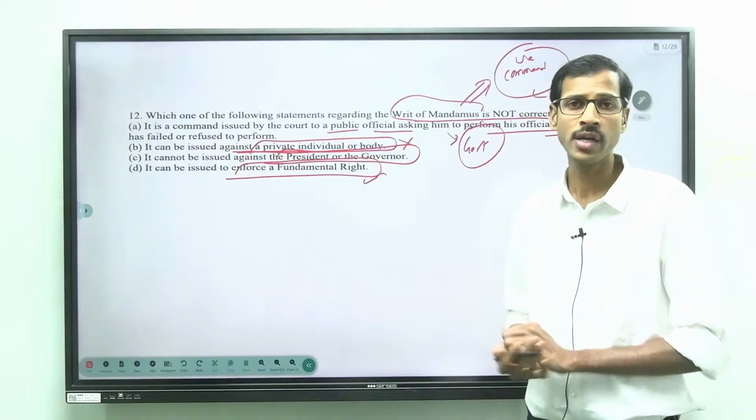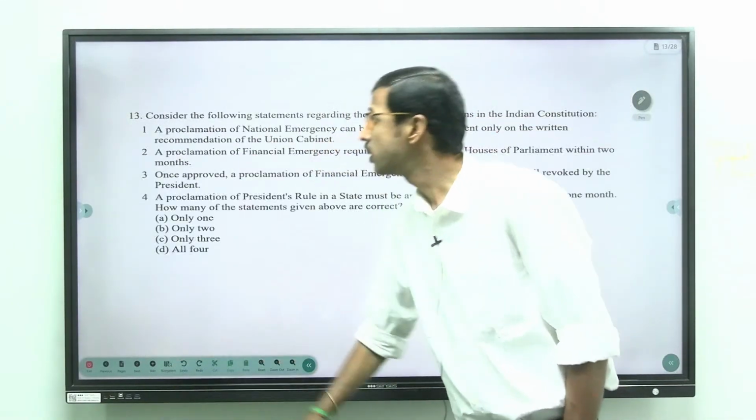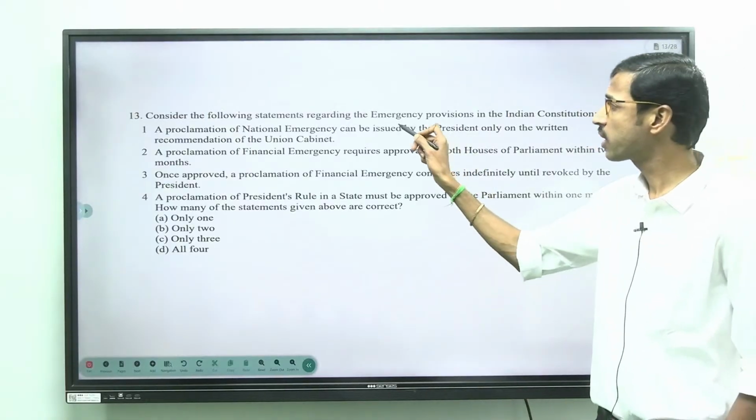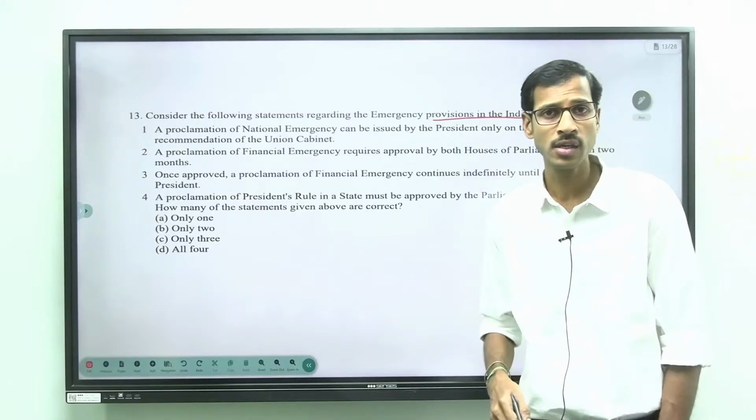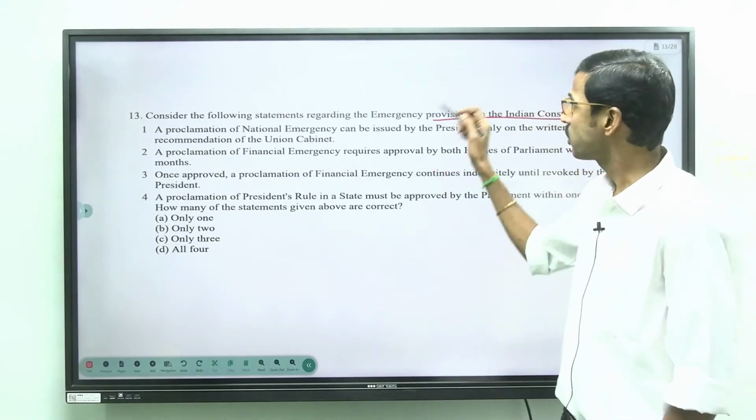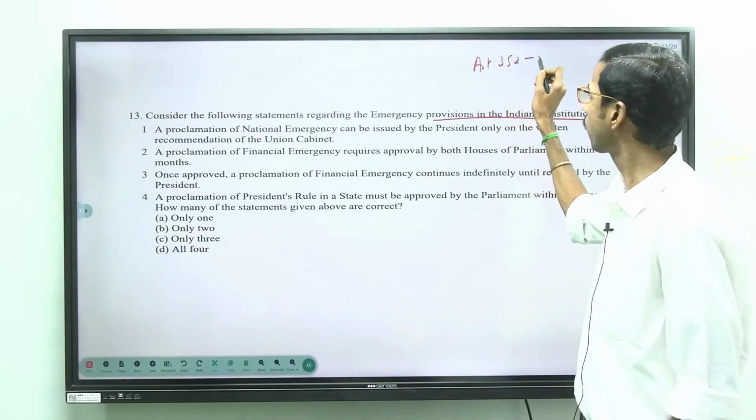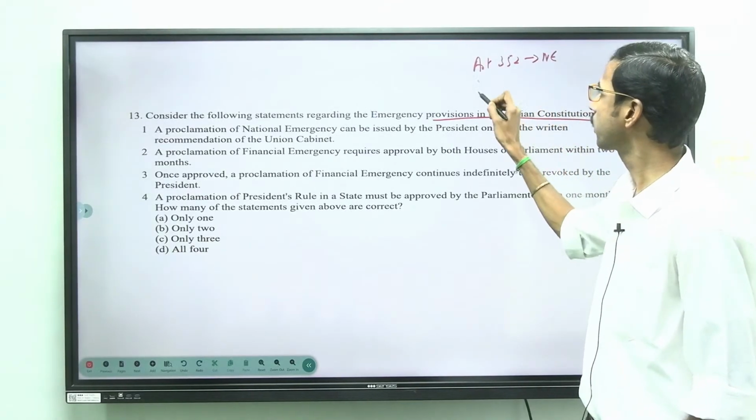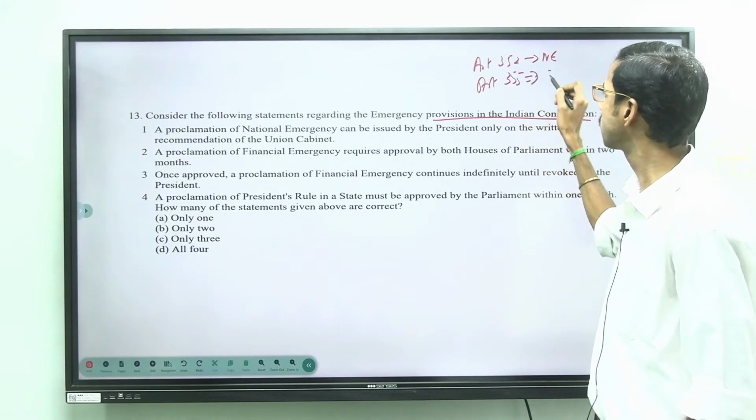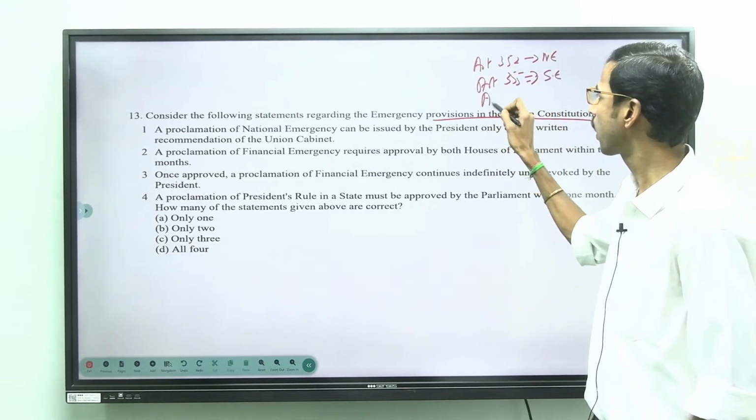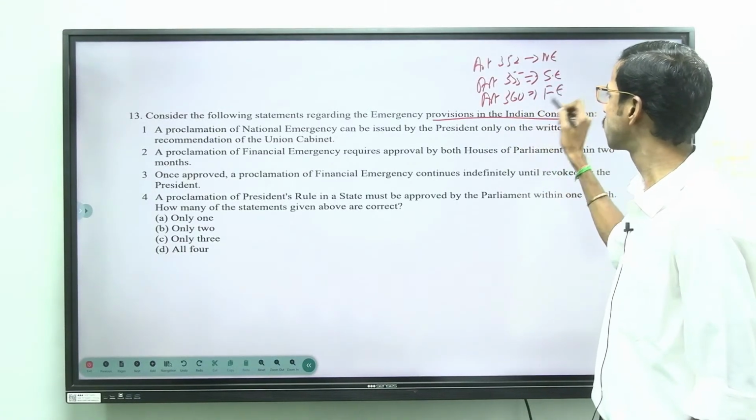So that is the main important issue here. So here B is the correct option. Next, consider the following statements regarding the emergency provisions in the Indian Constitution. We have already discussed emergency provisions in our previous classes. First of all, Article 352 we have national emergency, right? Article 356 we have state emergency, that is President's rule, and Article 360 we have financial emergency, right?